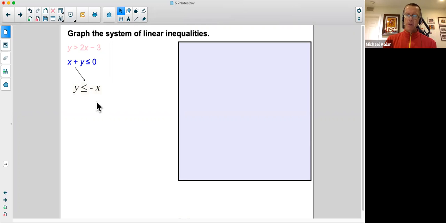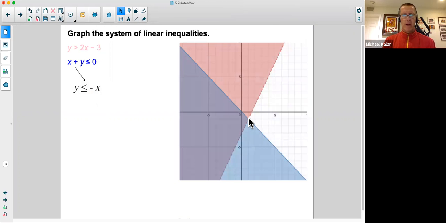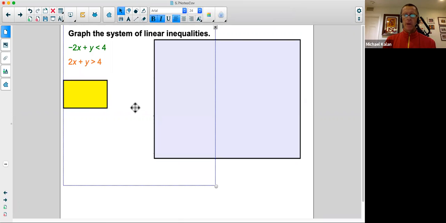So again, if you love slope-intercept form, there you have it. And that's what the graph should look like. x plus y is less than or equal to 0, or y is less than or equal to negative x, is right here in the blue. It's solid because it's less than or equal to, excuse me. And we're shading down, right? Because it's a less than. The other, we're going to shade above because it's greater than. Okay. All right, so try this one.